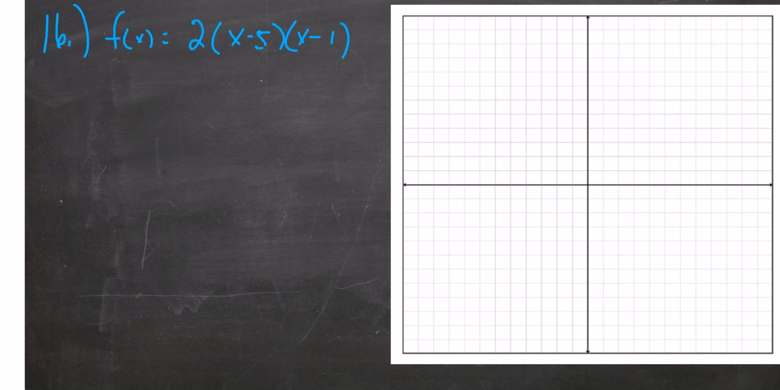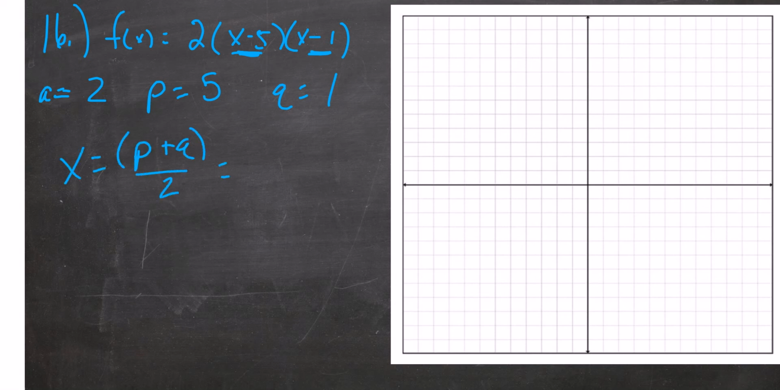Alright, number 16, we're back to intercept form. So I have A is 2. P is positive 5. Remember, we always change the number with X to the opposite. Q is positive 1. So that changed and that changed. Now I'm going to say X equals P plus Q all over 2. Remember, I put in parentheses so you don't mess up when you plug in your calculator. So you have to do the top first. It's 6 over 2, which is 3.